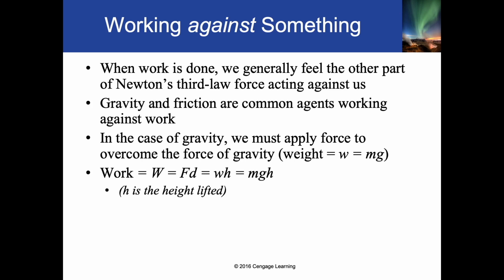So, working against something. Okay. So when work is done, we generally feel the other part of Newton's third law, force acting against us, right? Gravity and friction are common agents working against work. Working against work, that's funny. And in case of gravity, we must apply the force to overcome the force of gravity, which the weight is mg, right? Remember in the last lecture, we were talking about how W, or the weight, of somebody or something on Earth is just the mass times the gravity. Anybody remember what the gravity is again? Exactly, 9.8 meters per second squared, right?